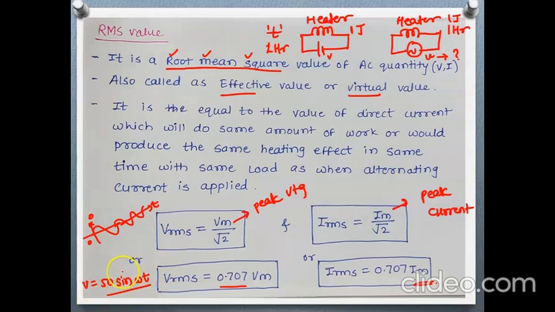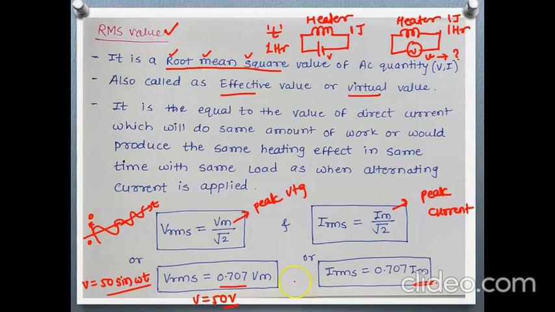But if we want to represent an AC voltage with a single magnitude, suppose the voltage is 50 volt, in this way, then at that time the RMS value is applicable.